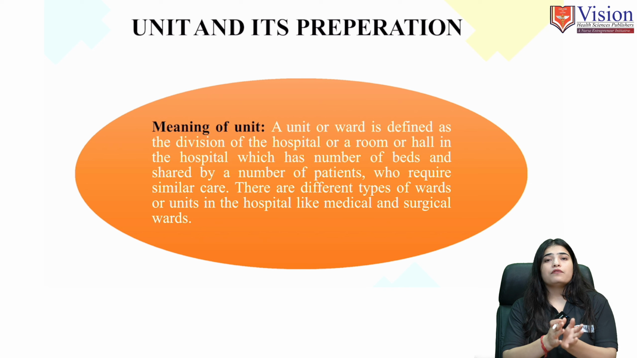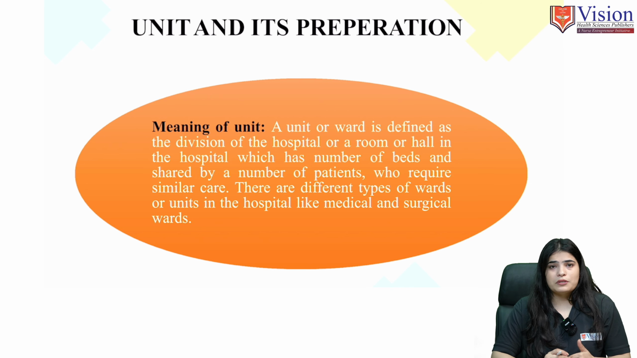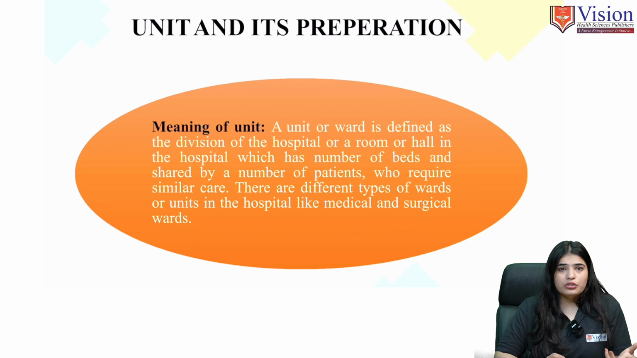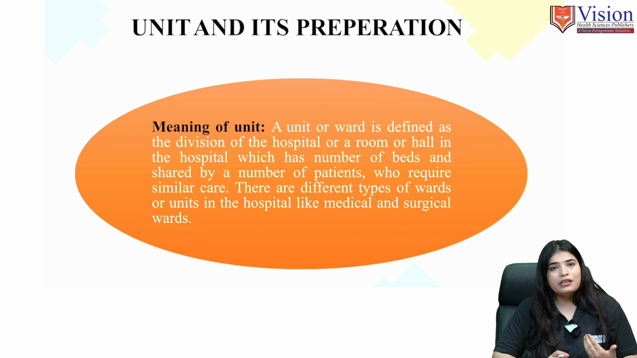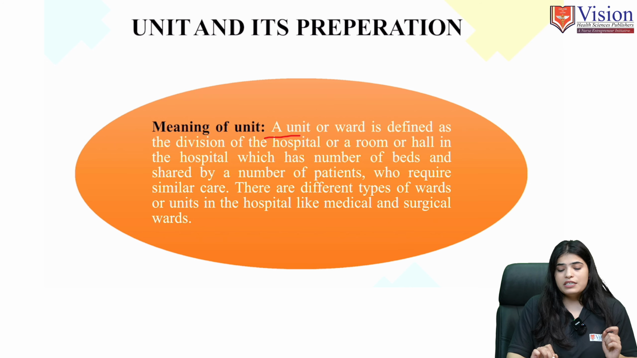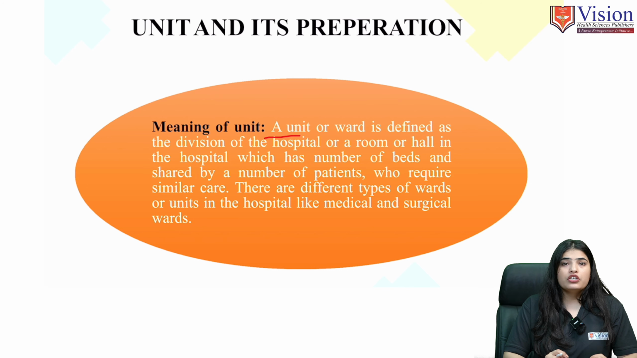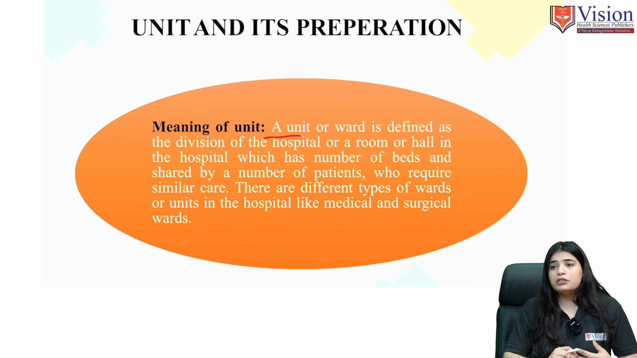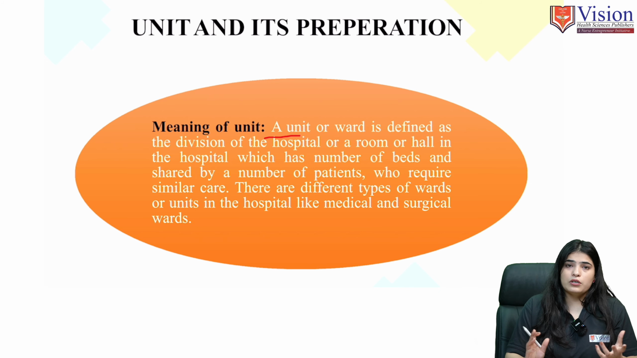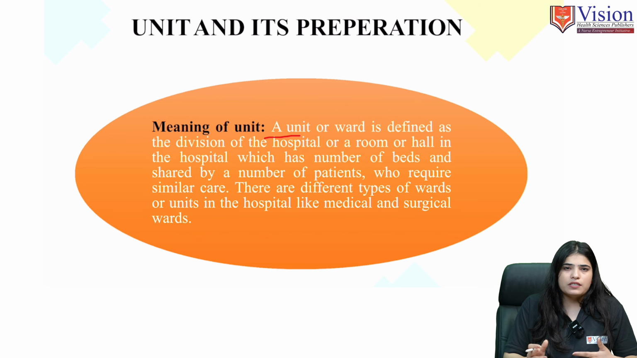After the admission, there comes the unit preparation. Whenever the patient comes into the hospital, we have to assign them a unit or a bed. So how will we prepare a unit or ward for the patient? A unit or ward is defined as a division of the hospital, or a room or a hall in the hospital, which has a number of beds shared by a number of patients who require similar care. A unit might be a general ward or a cardiac unit, where a number of patients are receiving the same treatment or treatment for similar kinds of disease conditions.